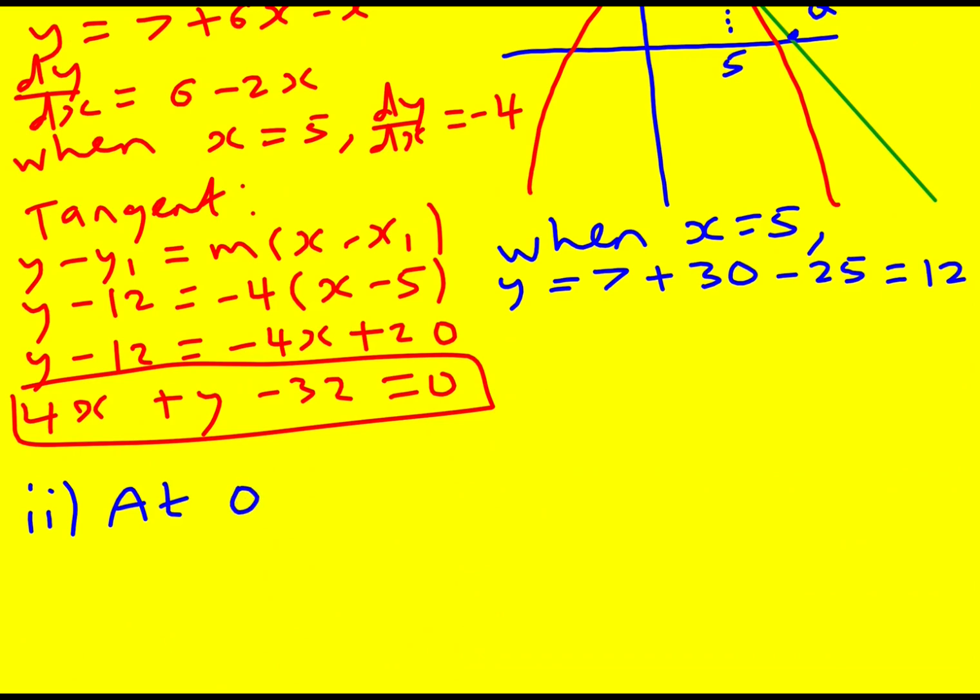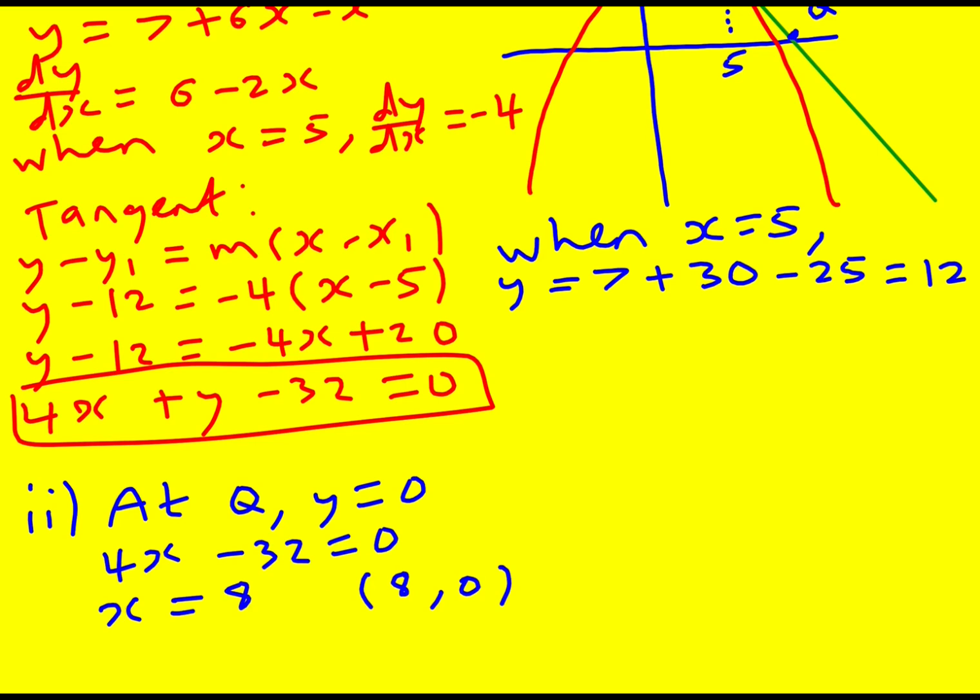At Q, y is equal to 0. So I can just let y equal 0 in this tangent equation. 4x minus 32 equals 0, and x equals 8. So we get (8, 0) as Q. We also remember we have P as (5, 12).